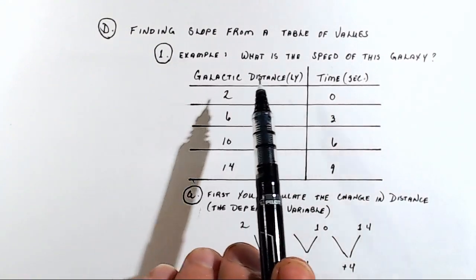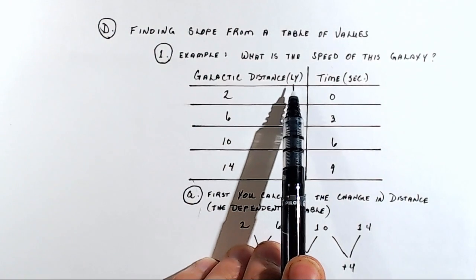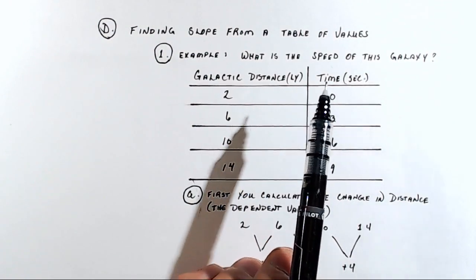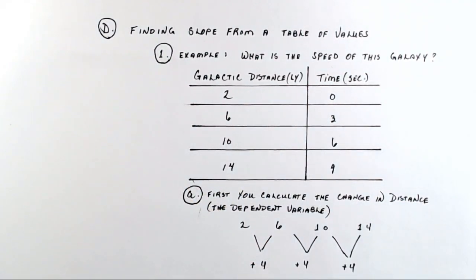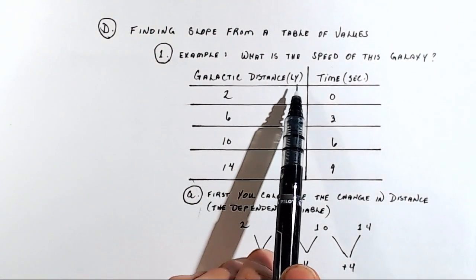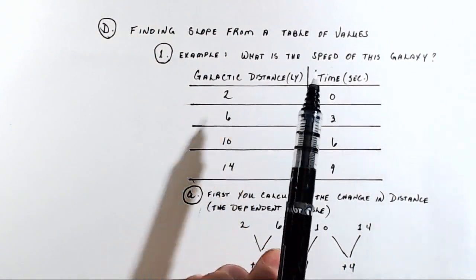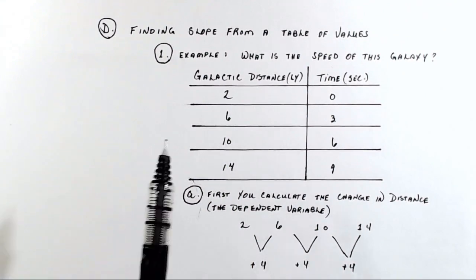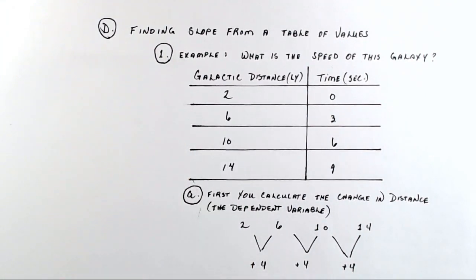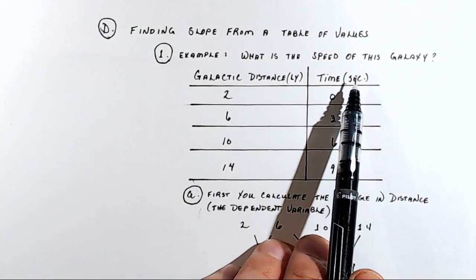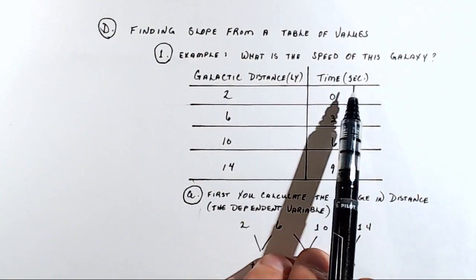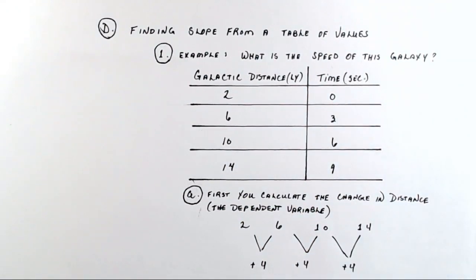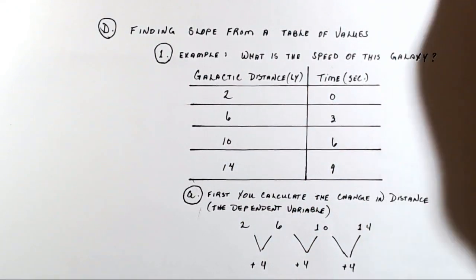So here is the galactic distance, Ly, that means light year. Be careful here. Light year doesn't mean time. Light year is a measure of distance. Okay, so the galactic distance, we've got 2, 6, 10, and 14. And then it says time, that's the other column, in seconds, 0, 3, 6, 9. Okay, so here are the steps.